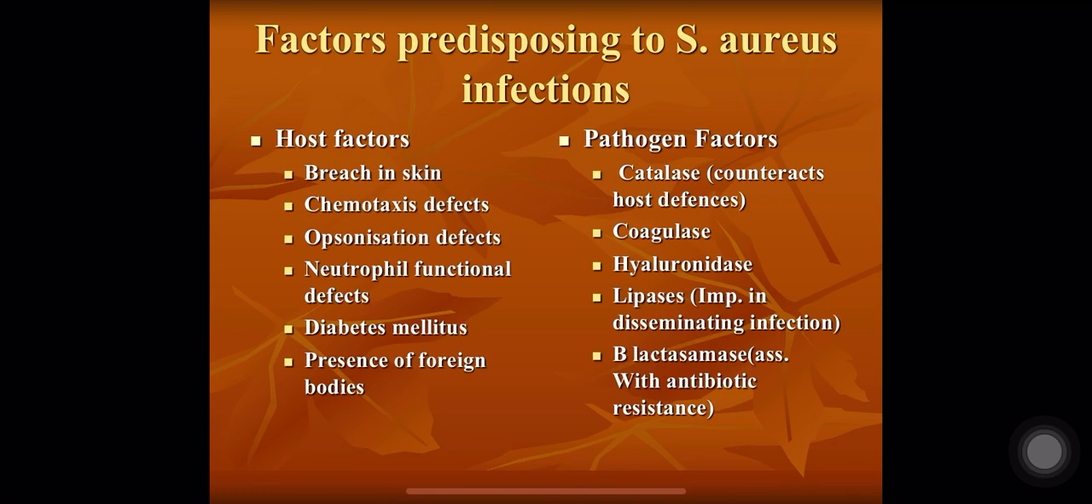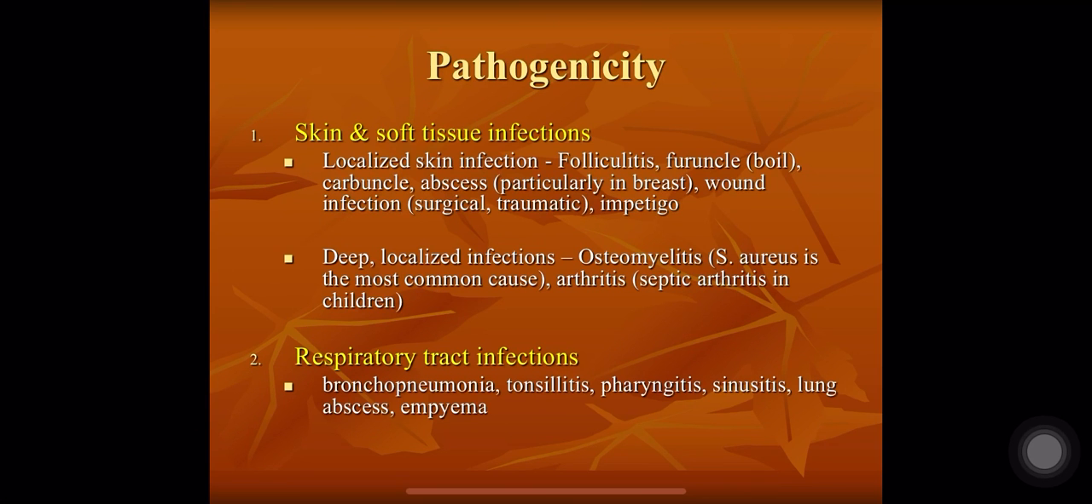Factors predisposing to Staph aureus infections include both host factors and pathogen factors. Various factors on the side of the host can facilitate staphylococcal infections, like a breach in the skin, chemotaxis and opsonization defects, neutrophil functional defects, diabetes mellitus, and the presence of foreign bodies. Several factors on the side of the pathogen like catalase, coagulase, hyaluronidase, lipase, and beta-lactamase also contribute to causing infection.